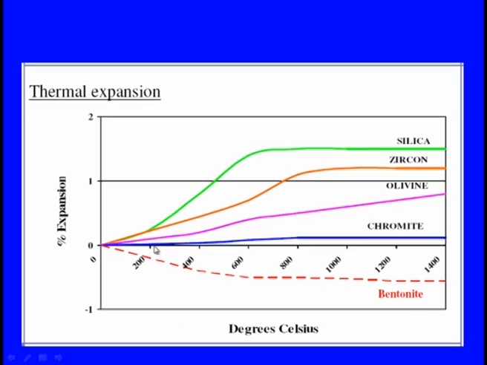It starts expanding reasonably from 200 degrees centigrade onwards. When it comes to 600 degrees centigrade, it reaches the maximum expansion, and that expansion continues till about 1400 degrees centigrade. So silica sand has the highest thermal expansion.